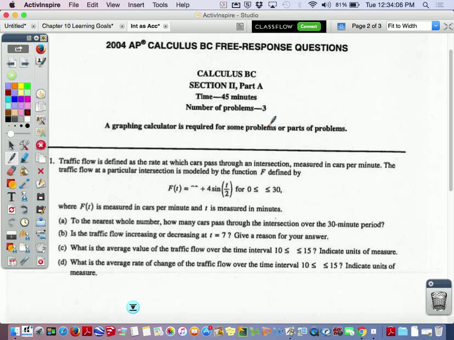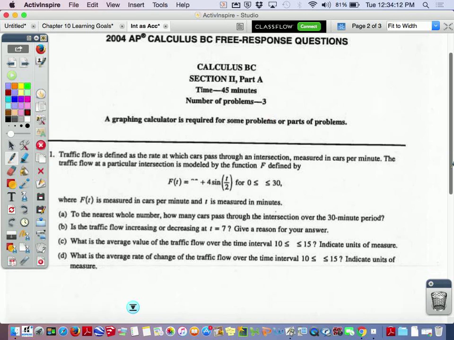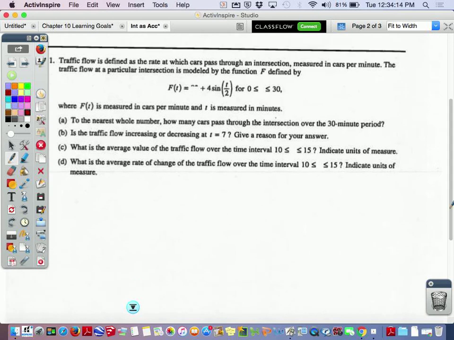Okay, 2004 integral is accumulator question. So this again is going to be a calculator problem. And one thing you should probably, when you're looking at your paper, I'm not sure if you can actually make out the entire function that's given to you. That f of t should equal 82 plus 4 sine of t over 2 for t between 0 and 30.